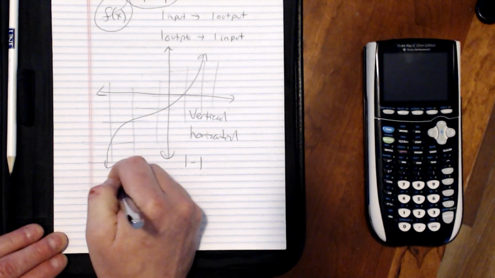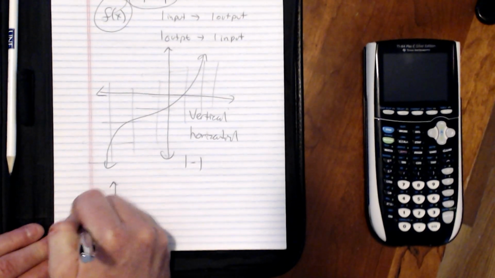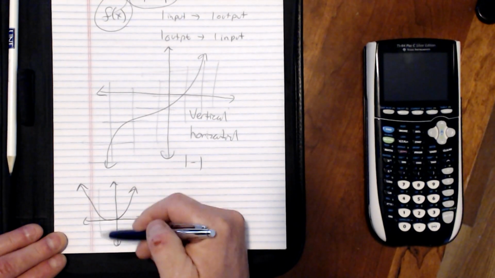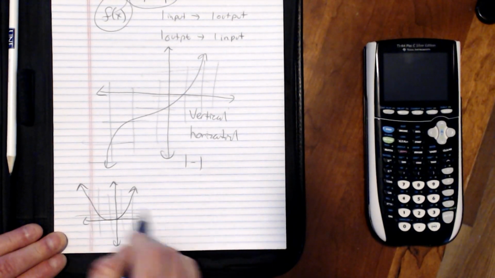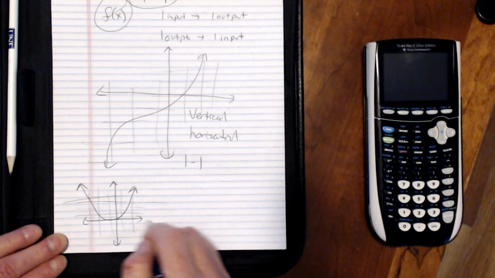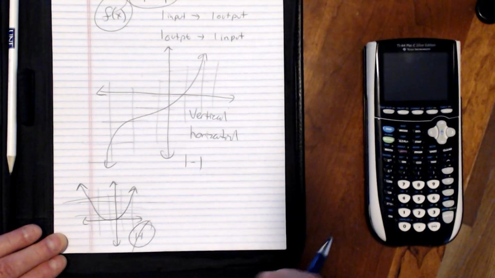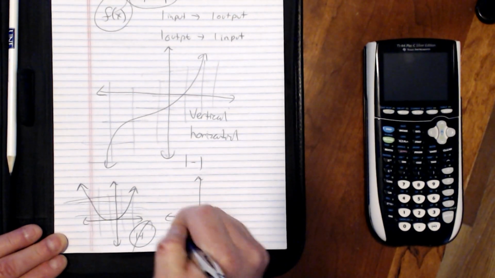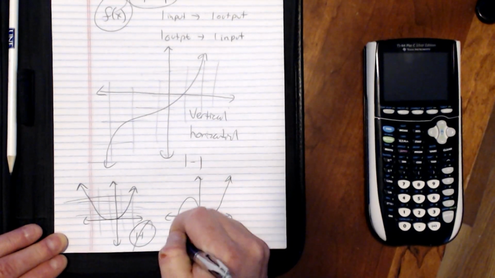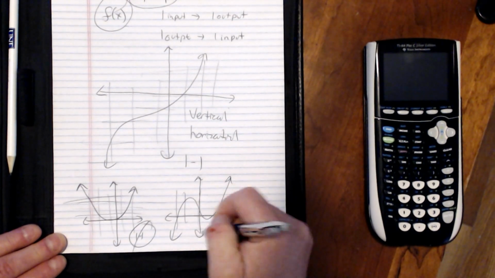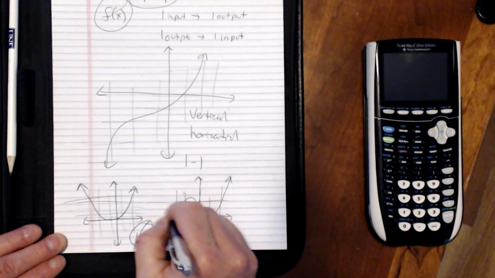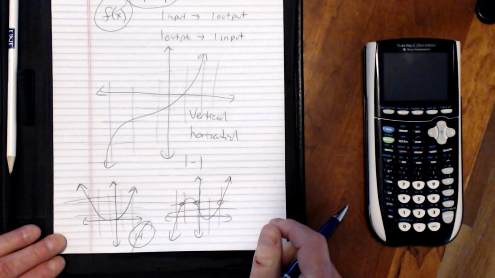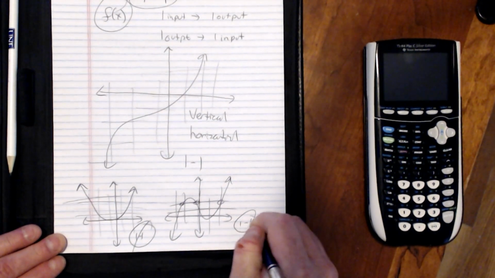If I looked at a graph of a parabola, this is a function because it passes my vertical line test, but it does not pass my horizontal line test. So this is not one-to-one. Same thing if I had a cubic that looked like this. We pass the vertical line test, so it's a function. It does not pass the horizontal line test because it crosses at two or more places. So this is not one-to-one.